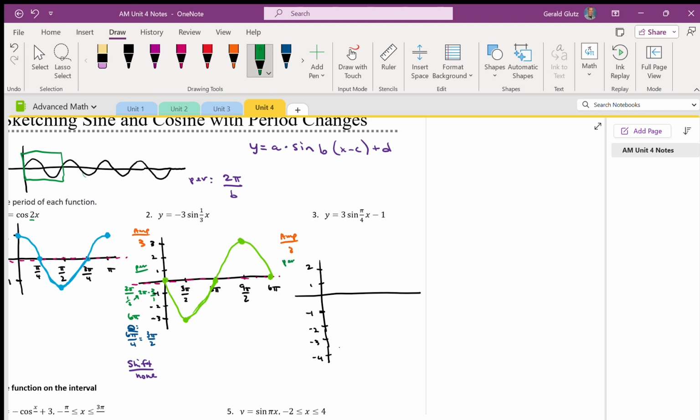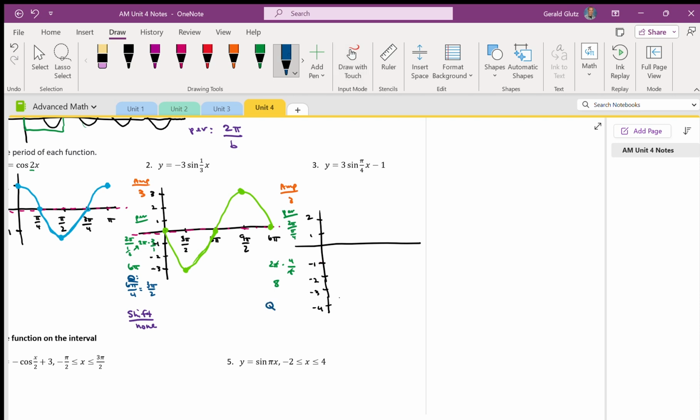Period is 2 pi divided by pi over 4. So that's like saying 2 pi times 4 over pi. 2 times 4 is 8. Pi divided by pi is 1. So our period is 8. So no pi in our period.